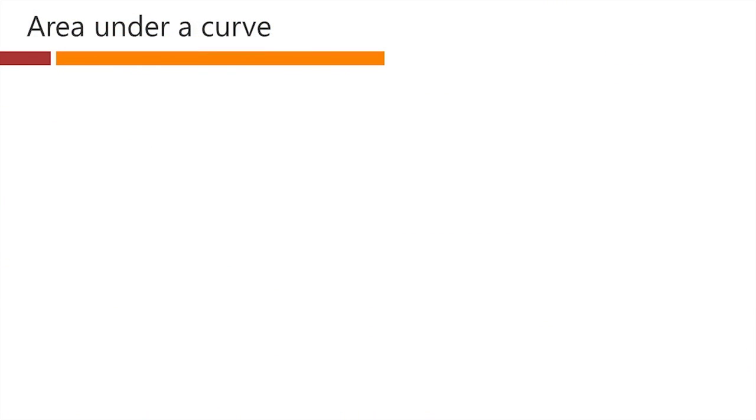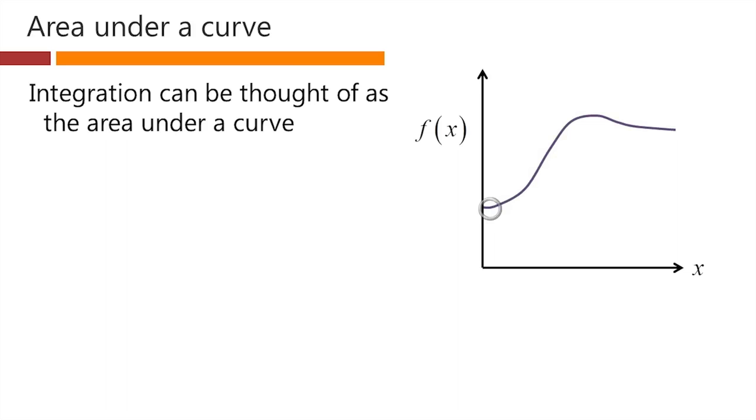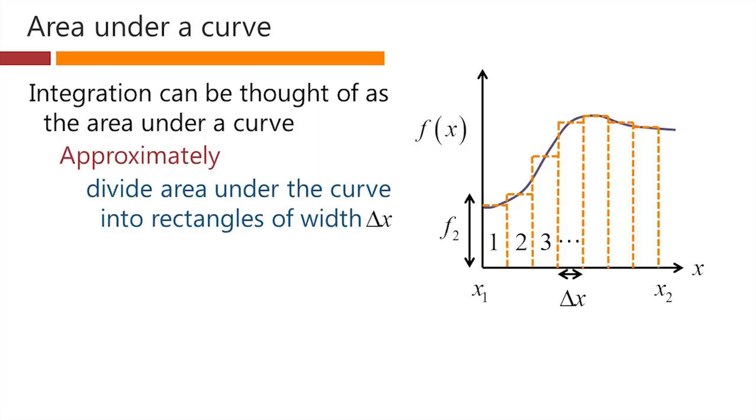The simplest way of looking at integration is as the area under a curve. So here's our curve, a function f of x as a function of x. And one way of thinking about the integral as the area under the curve is to imagine that we divide this area up into approximately a collection of rectangles. All of these rectangles have the same width, delta x, and they're approximately the right height, so this collection of rectangles with their areas added up will give us approximately this total area under the curve.